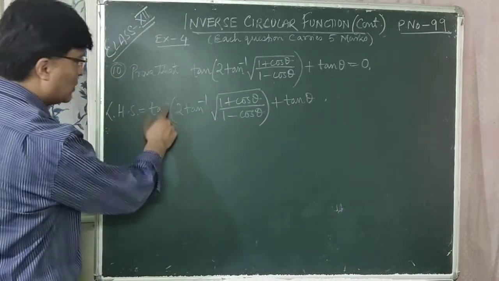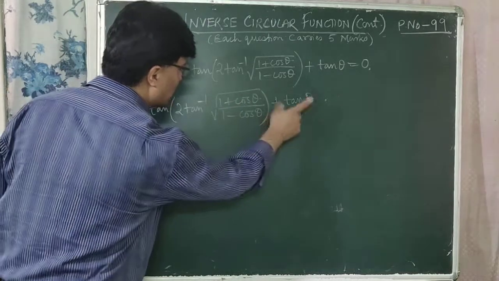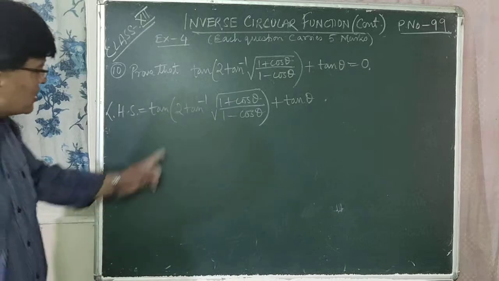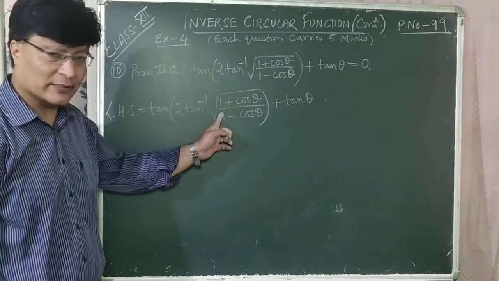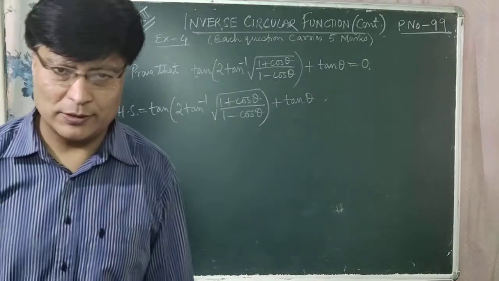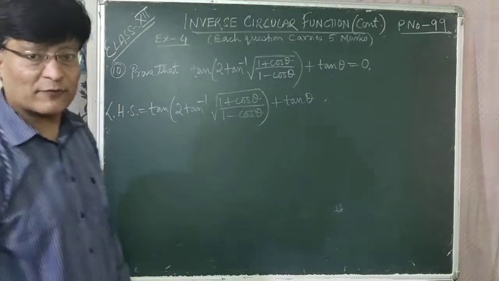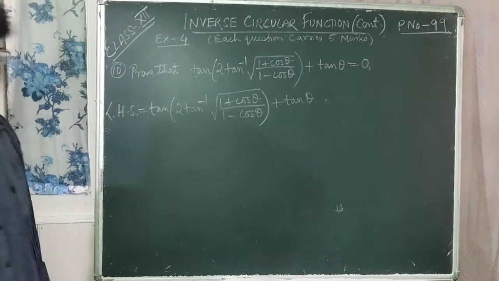Right. Tan within bracket 2 tan inverse within root 1 plus cos theta divided by 1 minus cos theta plus tan theta. So in this case don't use the formula of 2 tan inverse x here, because we can simplify the expression within square root, because you know the formula of 1 plus cos theta and 1 minus cos theta from submultiple angle in trigonometry, isn't it?